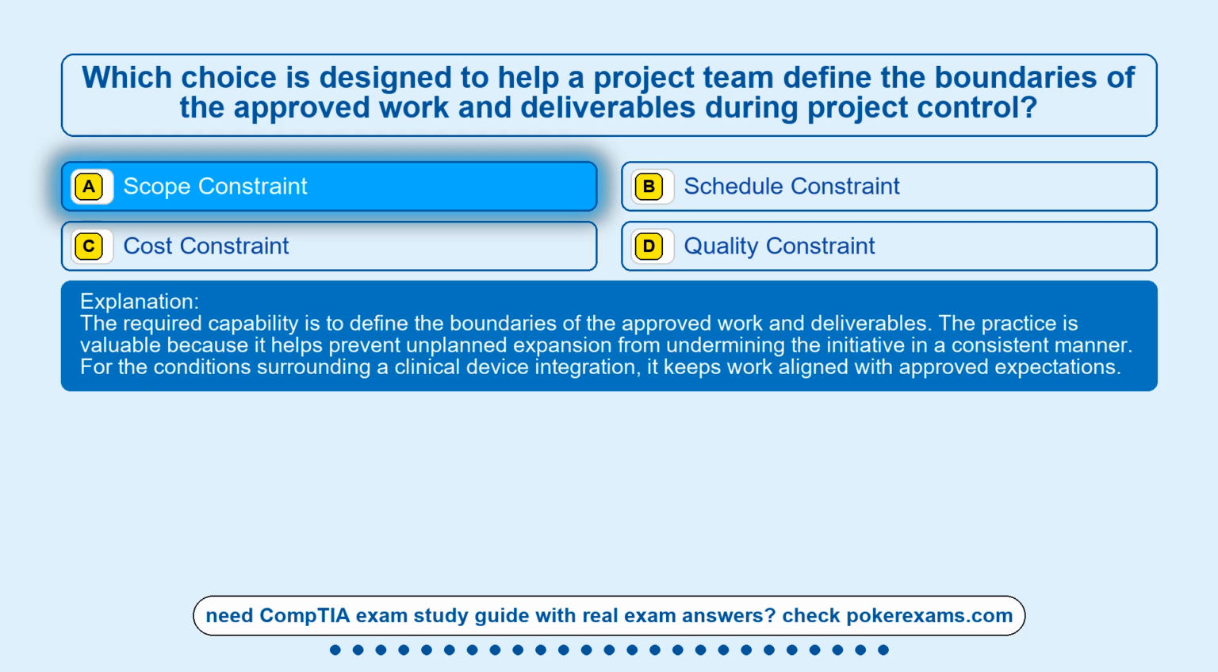The required capability is to define the boundaries of the approved work and deliverables. The practice is valuable because it helps prevent unplanned expansion from undermining the initiative in a consistent manner. For the conditions surrounding a clinical device integration, it keeps work aligned with approved expectations.